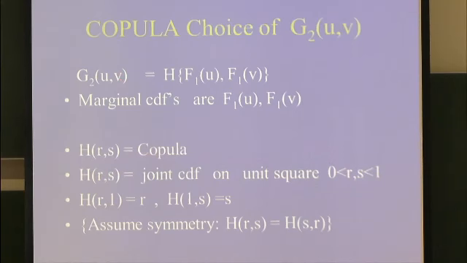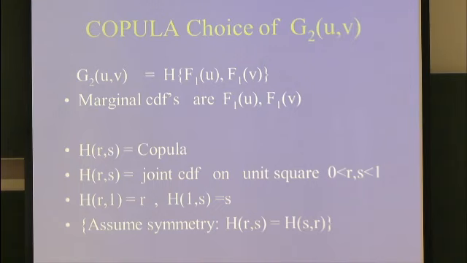Copula: define G2(U,V) to be a function H with 2 arguments, and the 2 arguments are going to be marginal CDFs. H(R,S) is a copula. It's a joint CDF on the unit square, 0 to 1, and for the marginals, if you set S or R equal to 1, H is equal to R or S, and we might want symmetry in this choice. So H(R,1) is equal to R, H(1,S) is equal to S. So this guarantees marginal distributions as well.